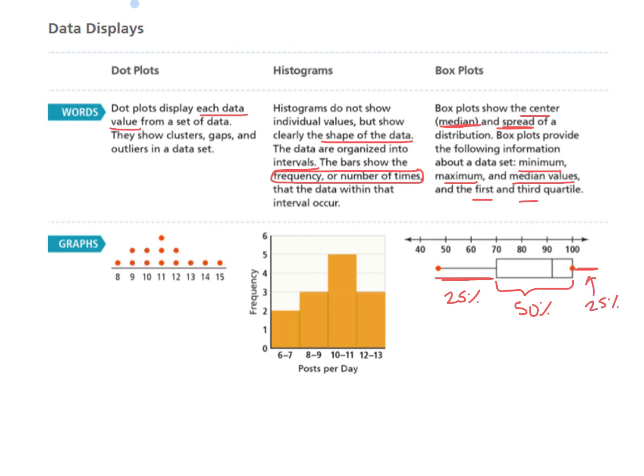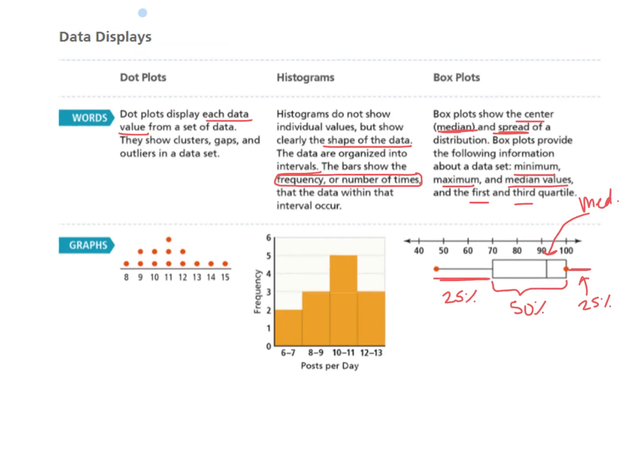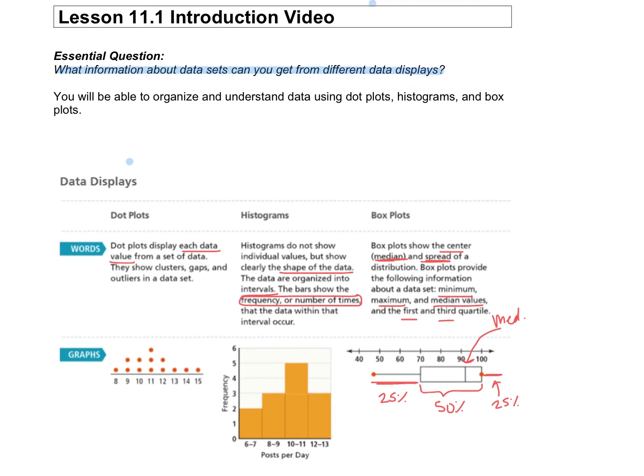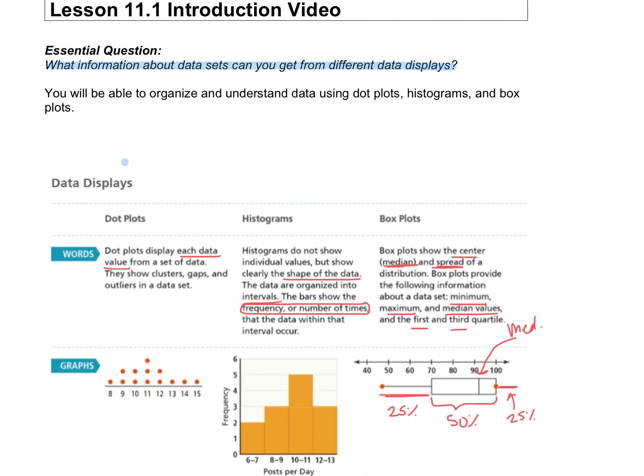The median is going to be that line that's in the middle of the box somewhere. But we'll get into the details of box plots in one of our videos for this lesson. But after we go through our videos, we will be able to answer that essential question: what information about data sets can you get from different data displays? So get excited.